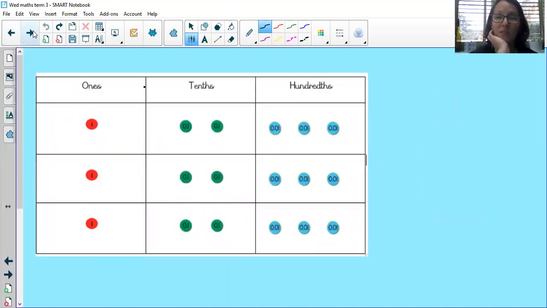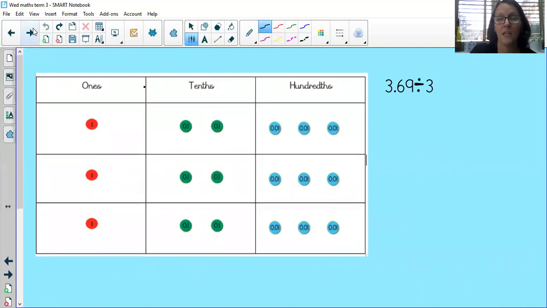Have a look, what number is represented in my table? Not just in the top row of the table, but the whole table. What number have I got represented there? If you want to pause, you can. Okay, did you get that? 3.69. There's the decimal. These are our whole numbers. These are our parts of numbers. 3 wholes, 6 tenths, and 9 hundredths.